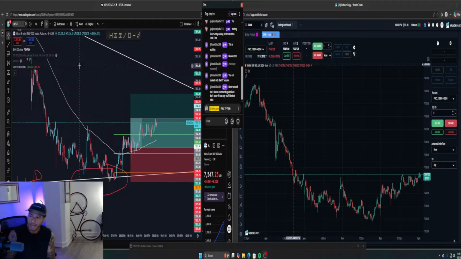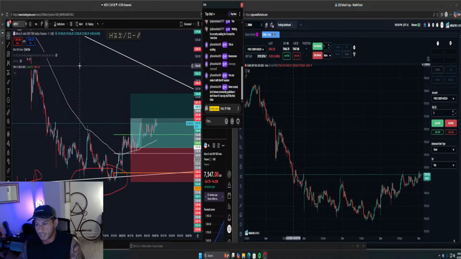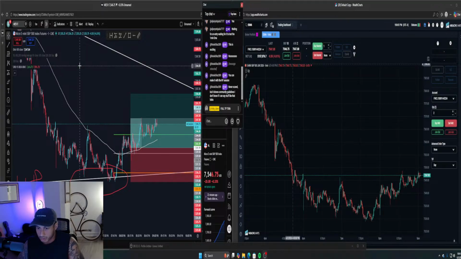All right, let's see where we're at. We need to see price break above that area where it's double tap price. So 75.48 is what we need to see broken.